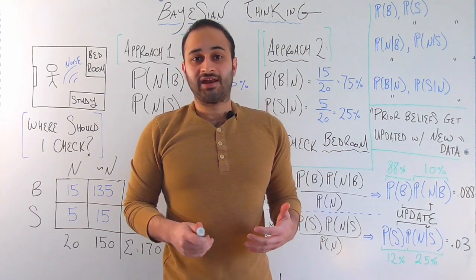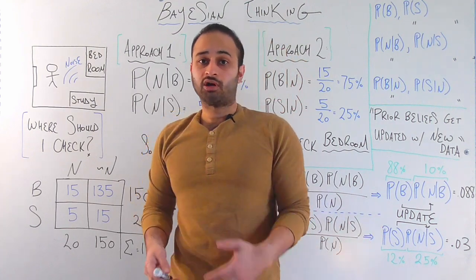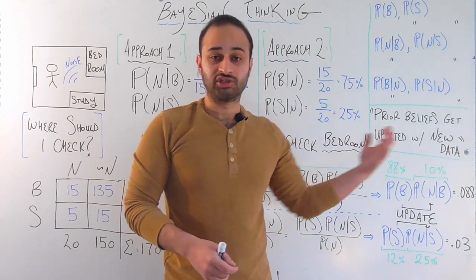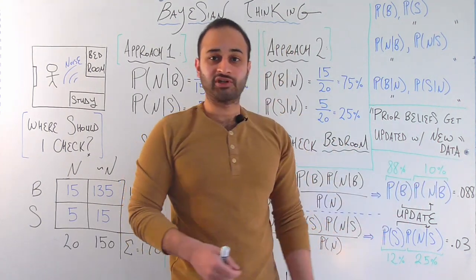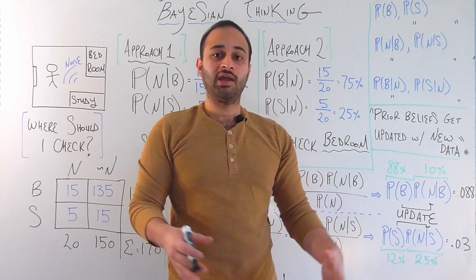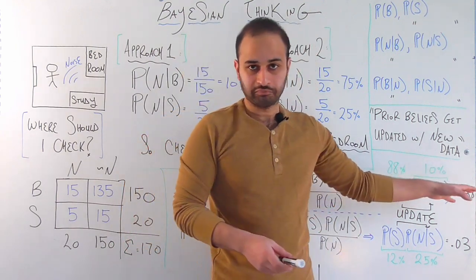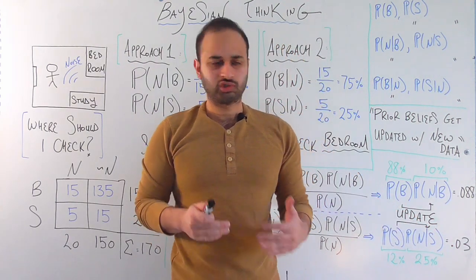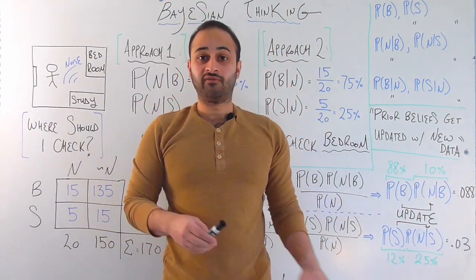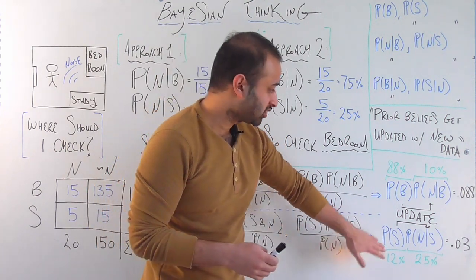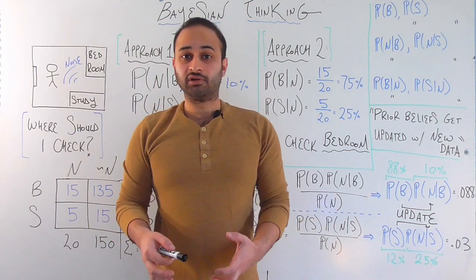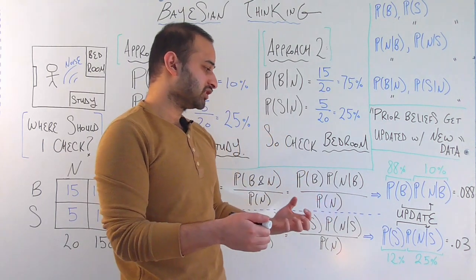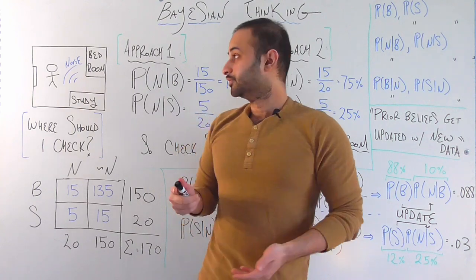So another way to think about it is that I am decreasing this prior by a smaller amount than I am decreasing this prior. So even though this was 88%, I'm only taking 10% of that going forward, versus this was 12%, but I'm taking a whole 25% of it going forward. And the conclusion we get is that we should still check the bedroom. But notice that 0.088 and 0.03 are only a magnitude of about 3 apart, so about triple. But if we didn't observe the data at all, the magnitude of difference between 12% and 88% is about a factor of 7. So even though the conclusion didn't change, we got a lot closer to thinking that the phone was in the study.